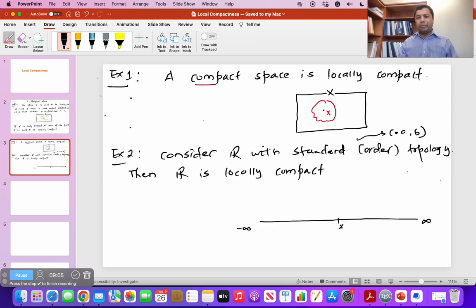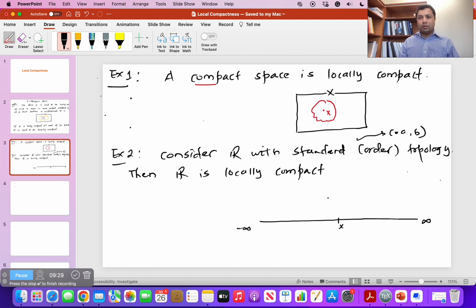If it is locally compact at this point X, since X is an arbitrary point, then we can say that R is locally compact at each point. Now why is R locally compact at X? If it is locally compact, then there should be a compact subspace of R containing a neighborhood of X.